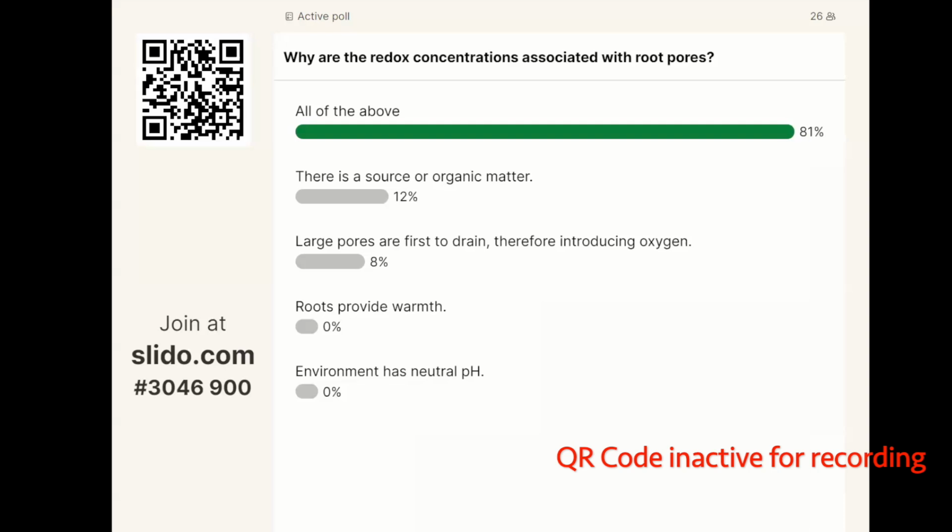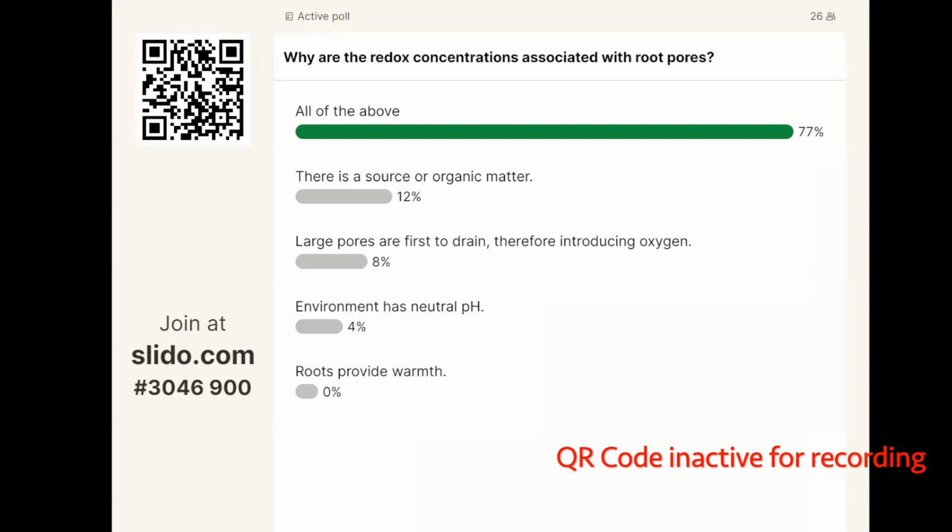Also, the large pores are first to drain. Therefore, what's going to happen? You're going to introduce oxygen, and that source of oxygen will take that reduced iron and reoxidize it. And then also there's a root there. That's why it's associated with root pores, because it's a source of organic matter. We have that food source there. So the correct answer is all the above.